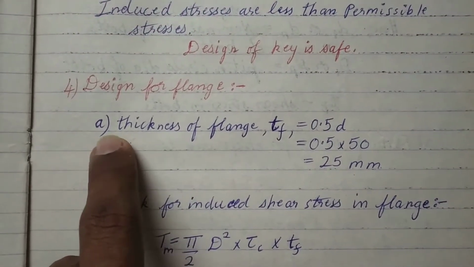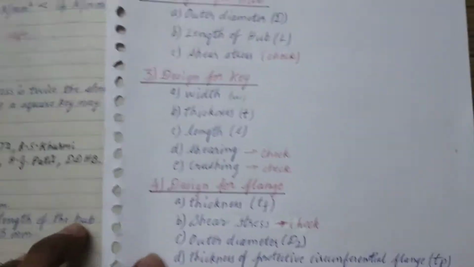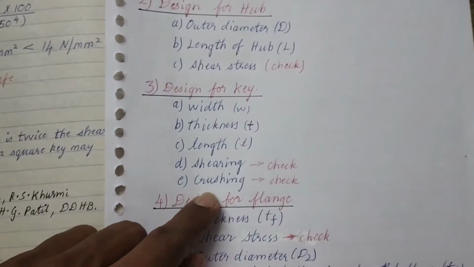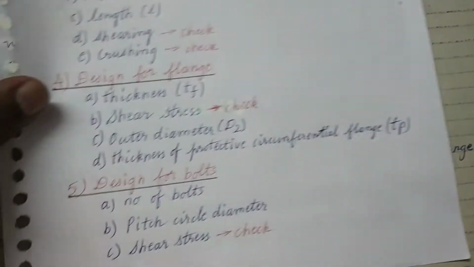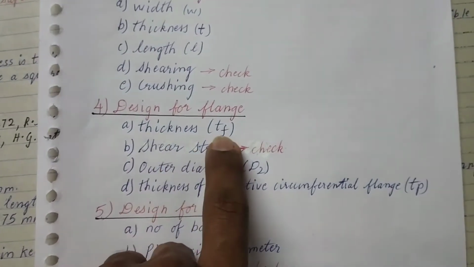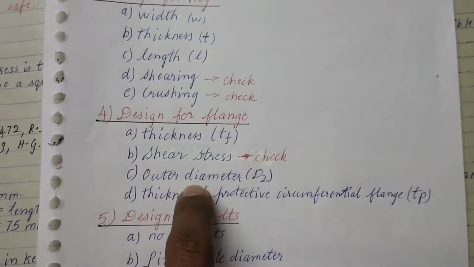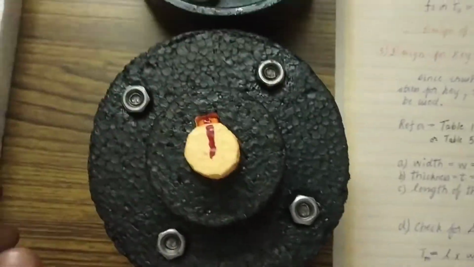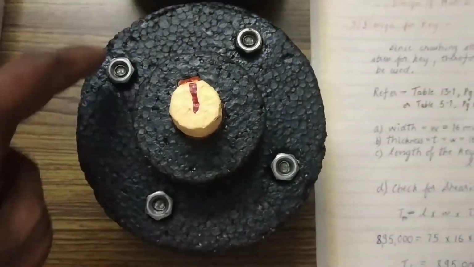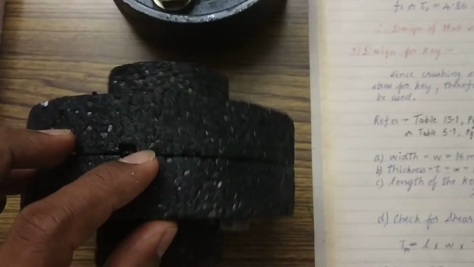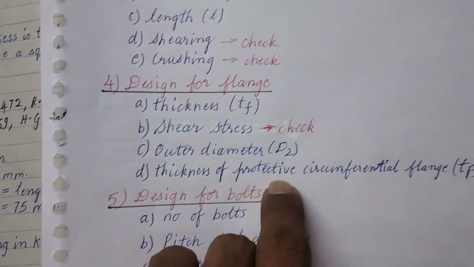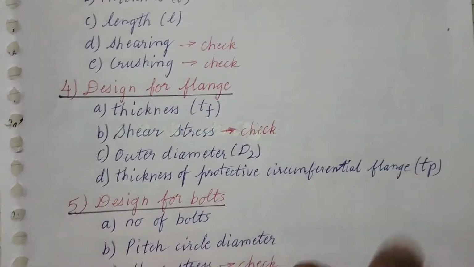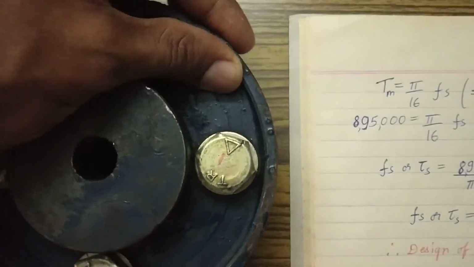Firstly, we have to find out the thickness of the flange. As you can see in this procedure, we have designed till here, design for key. Now we'll design for the flange and for the bolts. We need to find the thickness first, then check the shear stress, and then find the outer diameter, the whole outer diameter of the flange, and the thickness of this. Then we need to check the shear, and finally the last part, thickness of protective circumferential flange, TP.